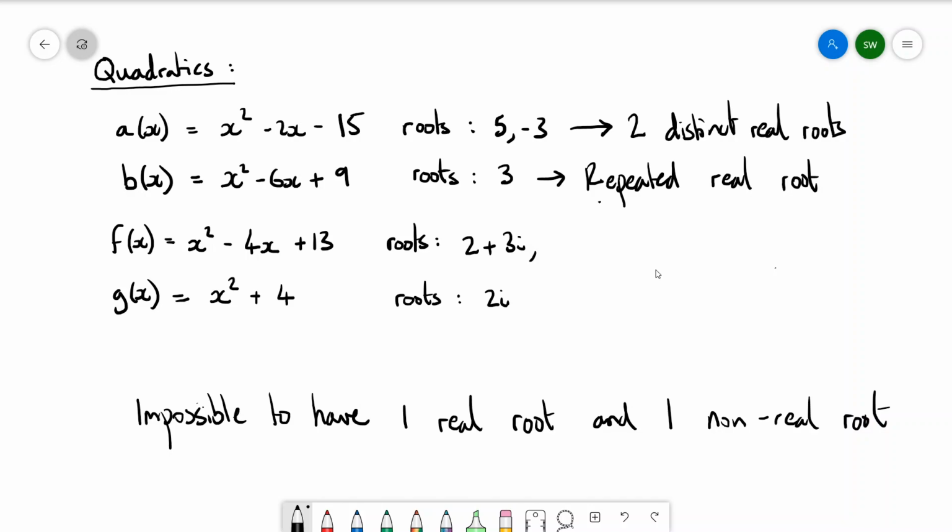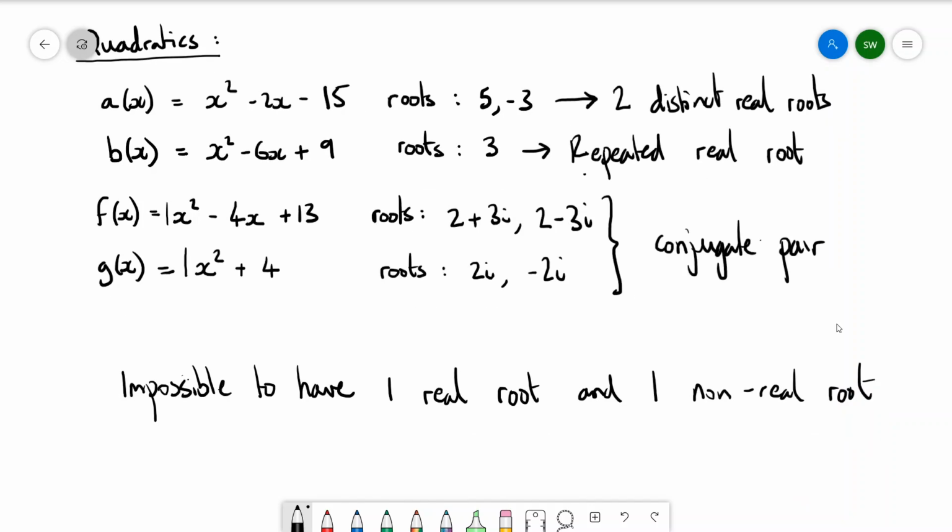If we know that 2 plus 3i is a root of this quadratic to the left, then we know straight away, because 1, minus 4 and 13, the coefficients, are real numbers, that the complex conjugate, 2 minus 3i, is also going to be a root. Similarly, because 1 and 4 are real numbers, the coefficients in the quadratic, we know that the complex conjugate of this root, which is minus 2i, is also going to be a root. We say that these are examples of quadratics where the solution is a conjugate pair, meaning just that one is the complex conjugate of the other.